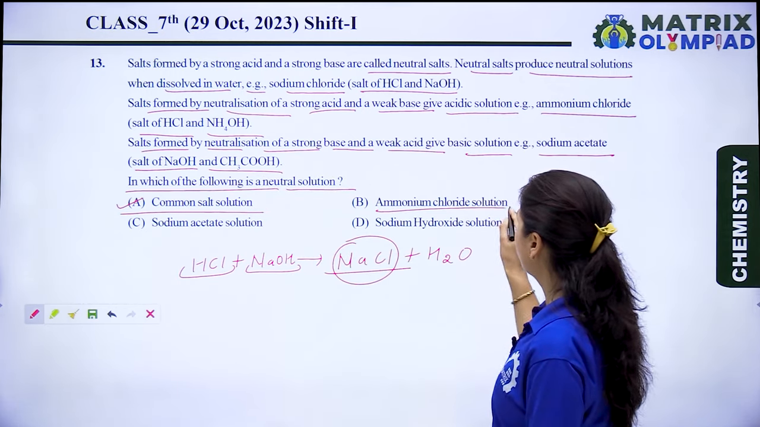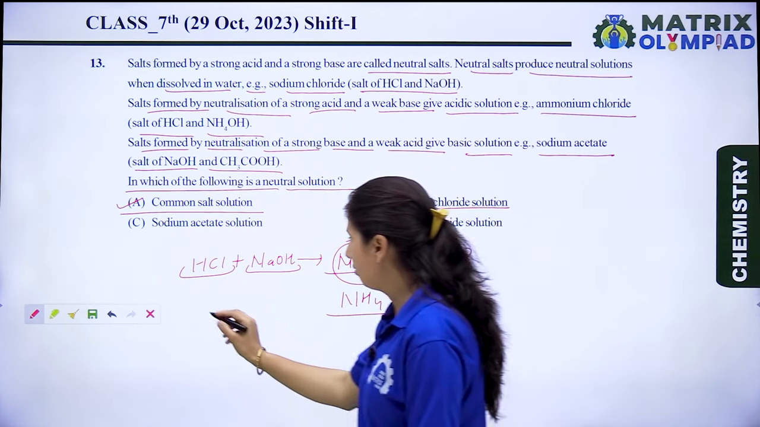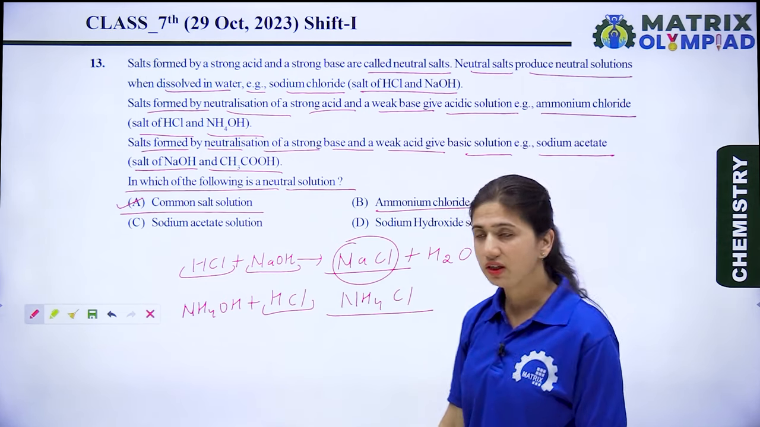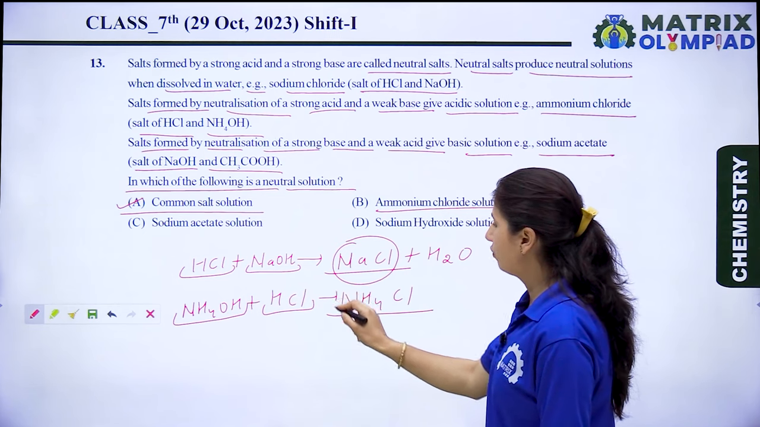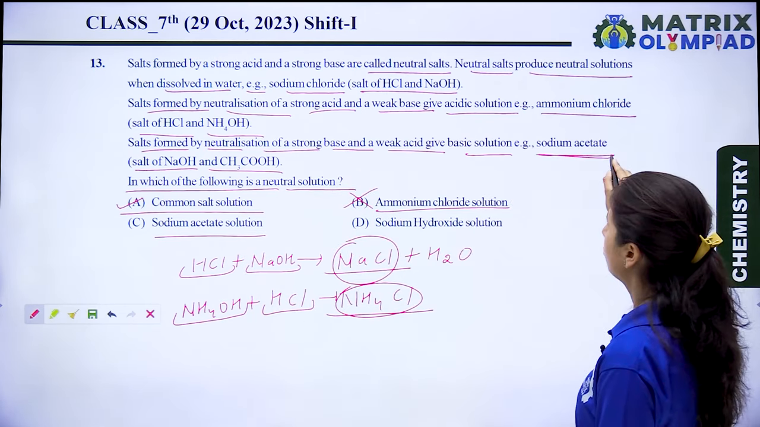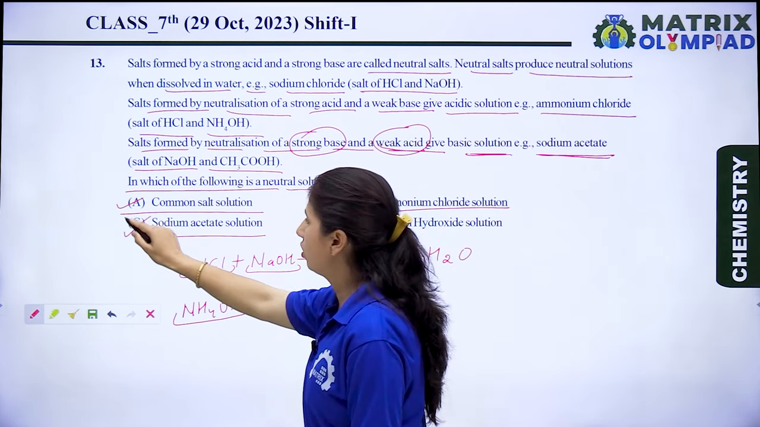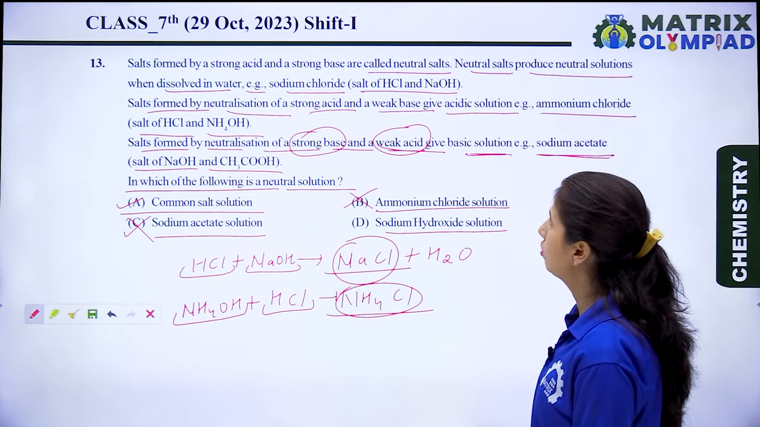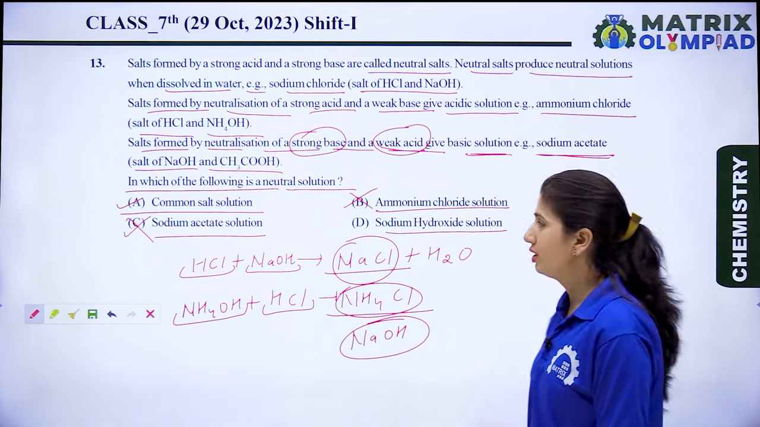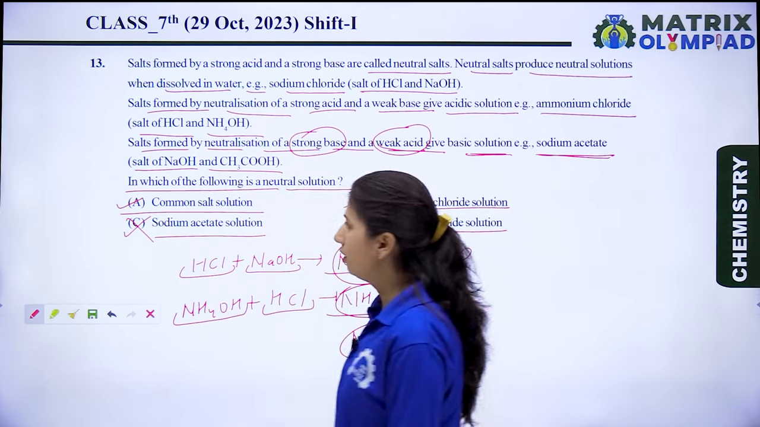Now let's see the second. Ammonium chloride solution. Ammonium chloride means NH4Cl. Ammonium chloride is obtained by the combination of ammonium hydroxide and hydrochloric acid. Hydrochloric acid is a strong acid and ammonium hydroxide is a weak base. So the medium of this solution is acidic. So it is a wrong option. Now, sodium acetate solution. We know that sodium acetate is formed by a strong base and weak acid. So its nature is basic. So this is also a wrong option. Now let's see the sodium hydroxide solution. Sodium hydroxide means NaOH, and we know that NaOH is a base, so its medium is also basic. So B, C and D all are wrong options. Option A is the right option for this question.